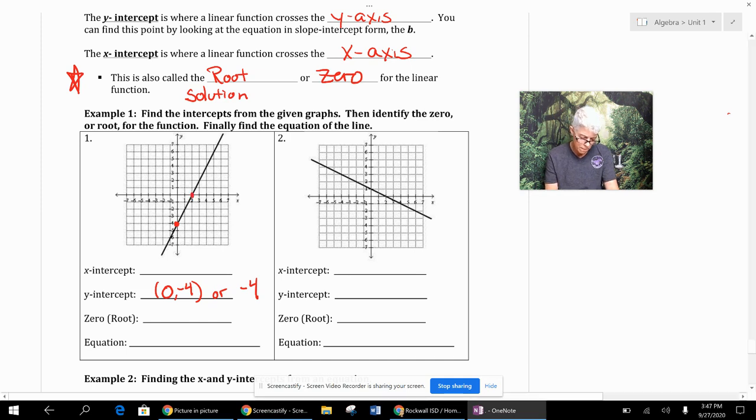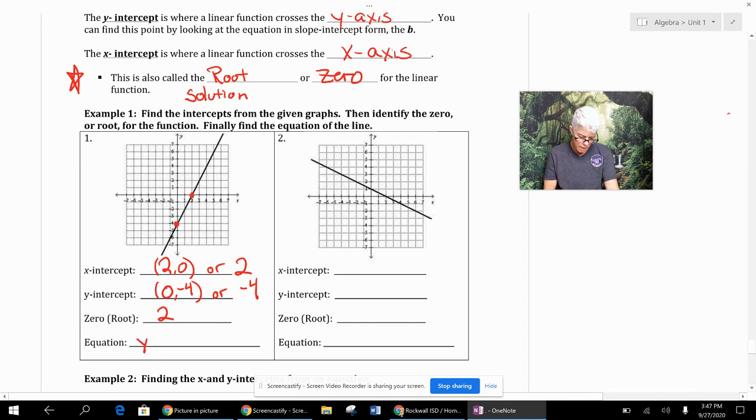The x-intercept is where it crosses the x-axis, and that point right there is (2, 0). Or you can just say the x-intercept is 2. So then what is the zero or the root? Well, we're going to look back at that x-intercept, and we're going to say that the zero or the root is 2. And then we're going to have to write an equation for this.